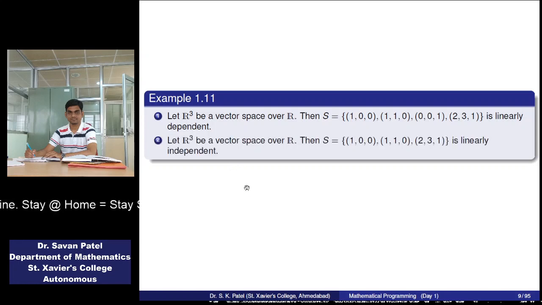But if we think about these vectors (1,0,0), (0,1,0) and (2,3,1), removing this (0,0,1), then it is a linearly independent set. You have studied how to prove this set is linearly independent and dependent.